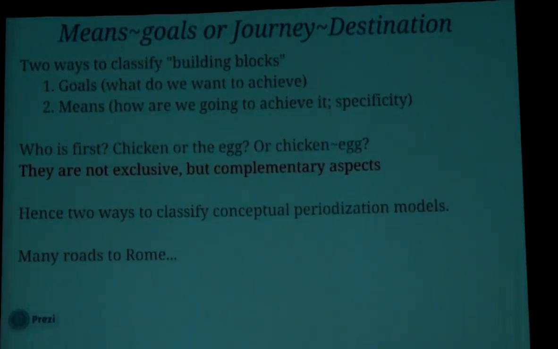In my mind, there are two ways of describing or classifying the building blocks. Using goals, so what do you want to achieve, and means, or how you're going to achieve that. The question is who's first, the chicken or the egg? And as you can see, they are both important, and they are not exclusive but complementary aspects. So we have two ways to classify periodization models, and also there are many roads to Rome.